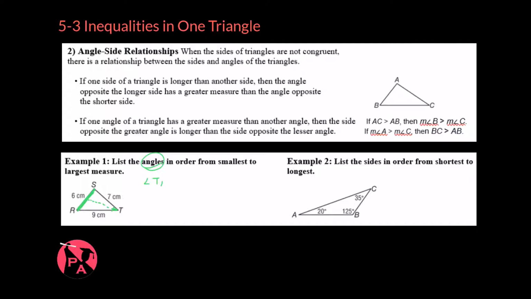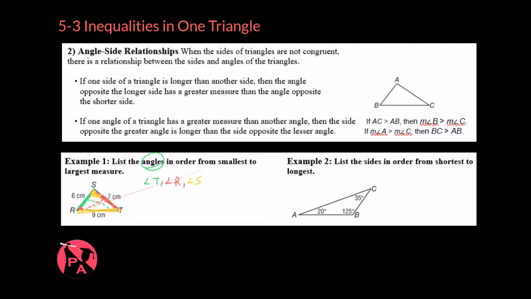Next side, greater than 6, but it's not going to be the longest side. So 7 is the next one. Across from that, we have angle R here. So that's the next one. Angle R is going to be greater than angle T. And the last one, the longest side, is RT. The angle across from that side is angle S. So angle S is going to be the greatest angle measure.